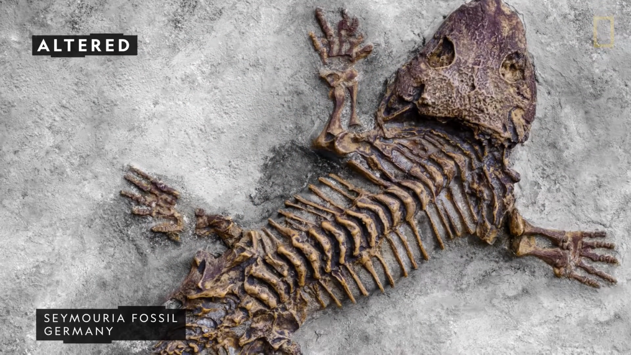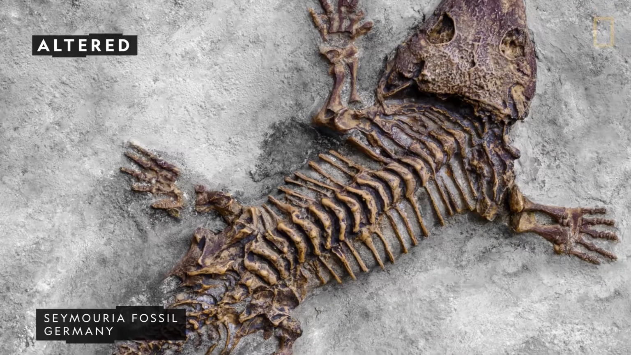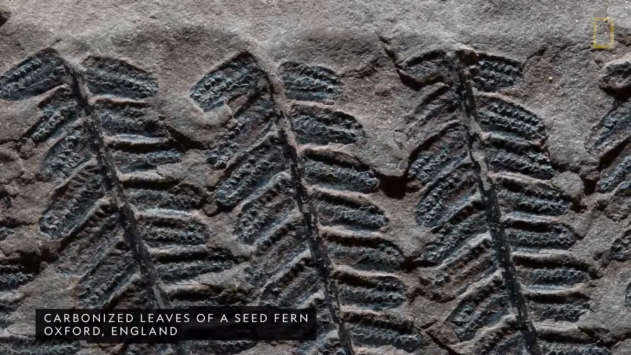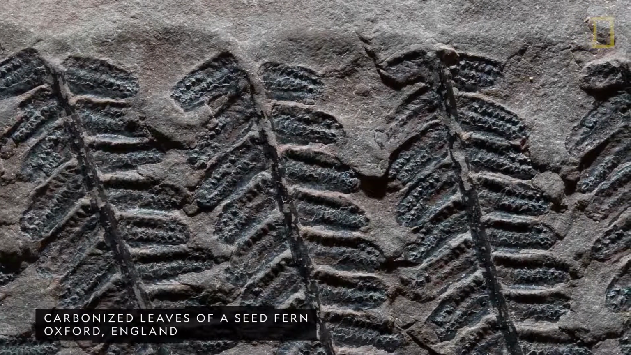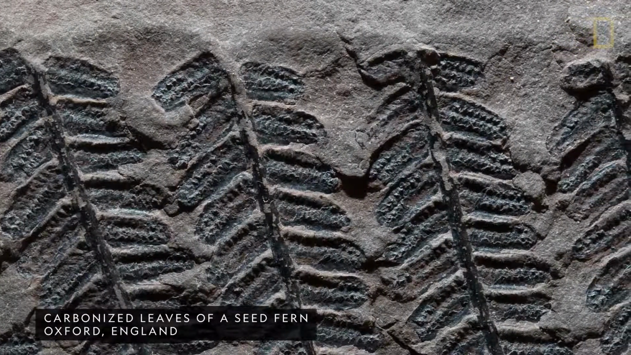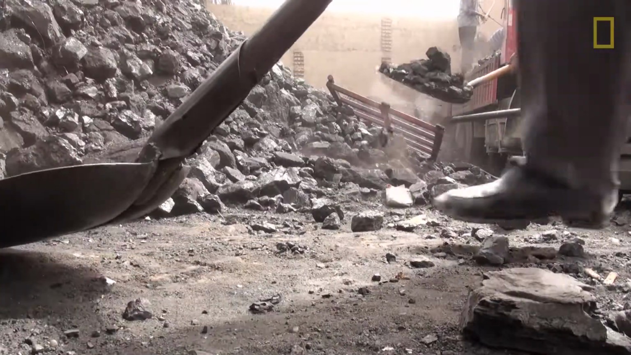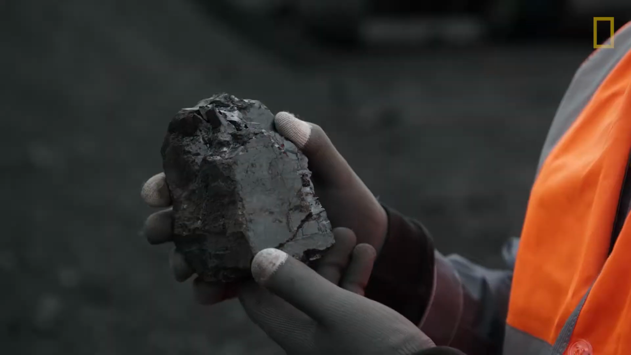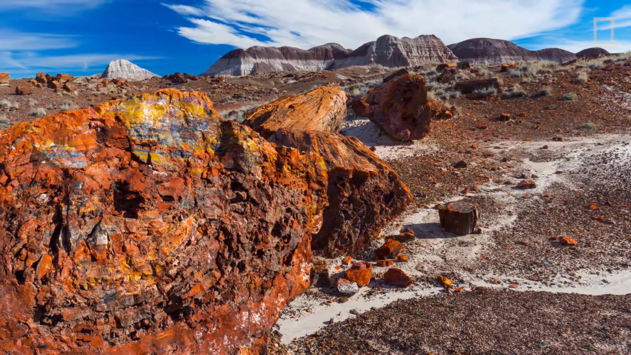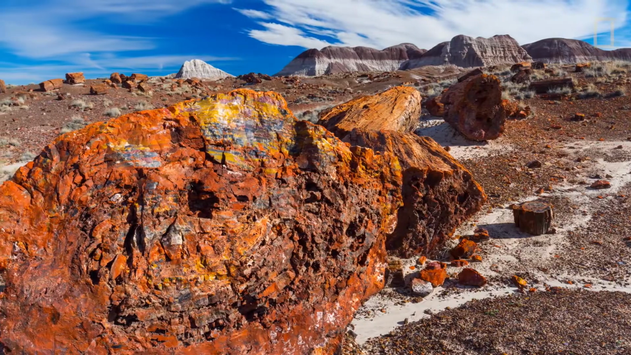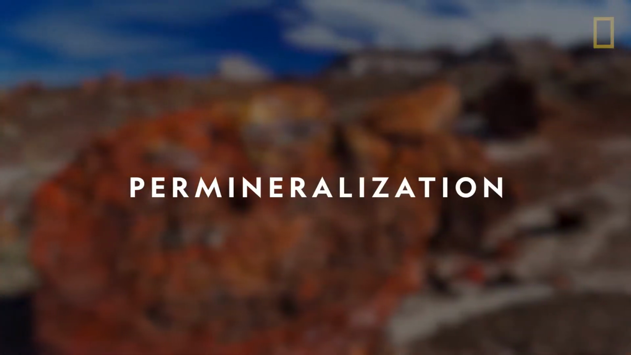Other fossilization methods change the specimen as it is being preserved. For instance, carbonization transforms soft tissues into thin black films of carbon. In fact, countless layers of carbonized plant material create a well-known fossil fuel: coal. But one of the most common types of fossilization that changes a specimen is called permineralization.